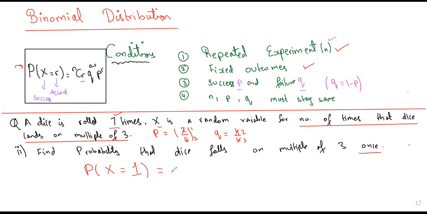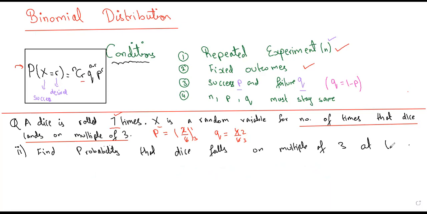And again, the working would be same. NCR would be 7C1, Q is 2 by 3, N minus R would be 6, and P is 1 by 3, so that would be power 1. And once you simplify this, you are going to get 0.2048. Okay, now this time around, initially we had twice, now we had once, so that is why we are using once, okay? But the questions are not going to be of this type only. Now I'm erasing this. The question could be that you are to find the probability that dice falls on multiple of 3 at least 5 times.